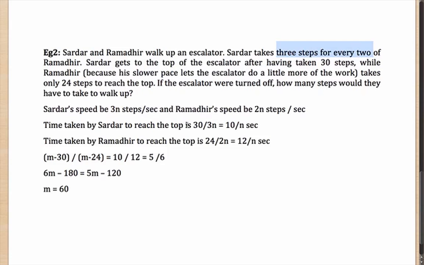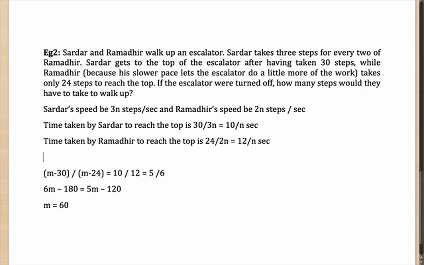Time taken by Sardar to reach the top is 30 by 3n. How can you say that? Well, Sardar has walked for a total of 30 steps. He has taken 30 steps and his speed is 3n. That is what I have assumed. So the time taken by him is 10 by n seconds. Very similarly for Ramadhir, the time taken by Ramadhir is 24 steps with a speed of 2n, which is 12 by n seconds.